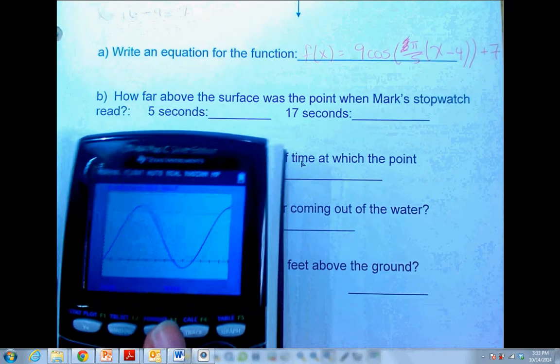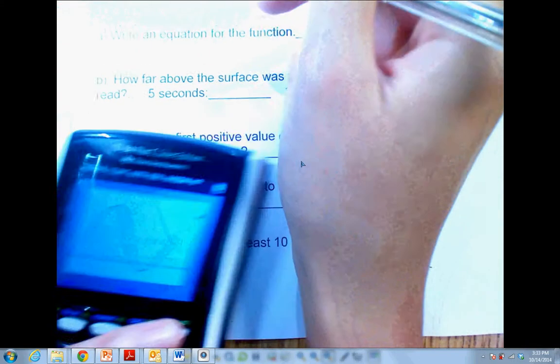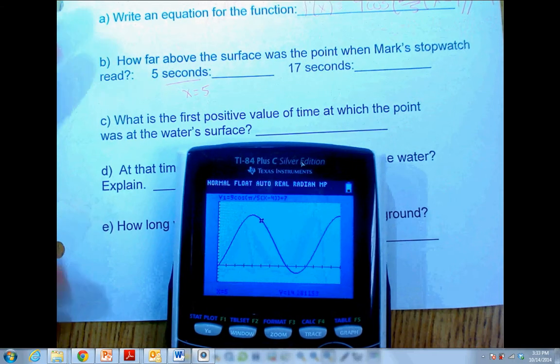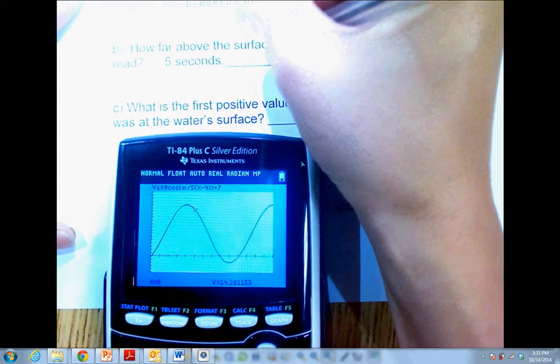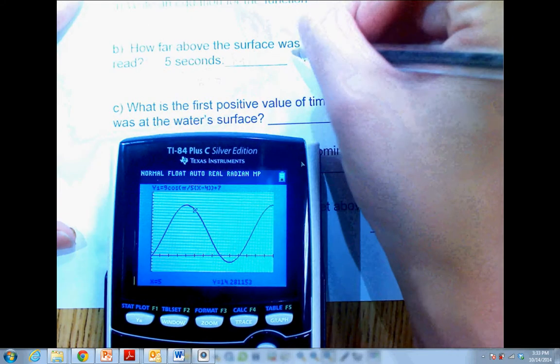How far above the surface was the point when Mark's stopwatch reads 5 seconds? So seconds tells you this is your x value. So we're just going to go to trace 5, enter. And it gives you a value of 14.281. Because this is your y value, this is going to be feet.